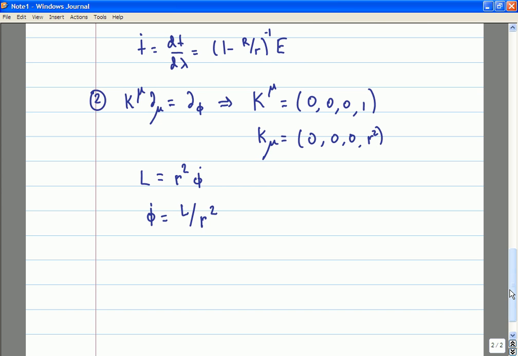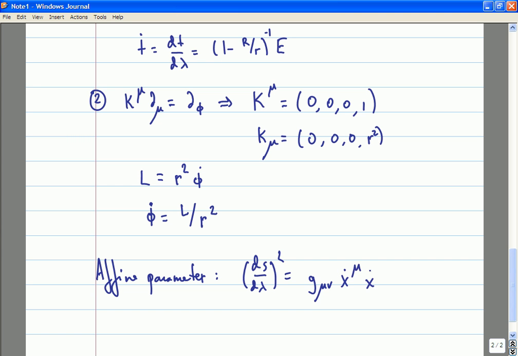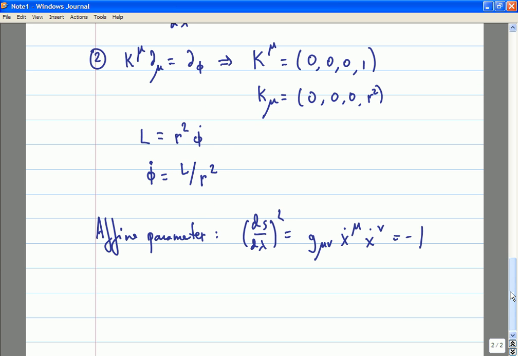So I have now used two nice little tricks. I've used the conservation of energy and angular momentum to write down equations for t dot and phi dot. The third trick that I would like to use is the fact that we are using an affine parameter. What does that mean? That means that (ds/dλ)² = g_μν ẋ^μ ẋ^ν is equal to minus 1. So let's go ahead and write out that equation explicitly.